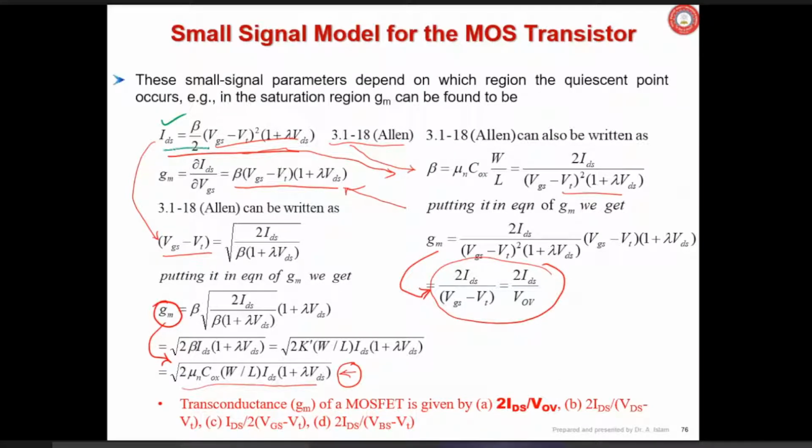IDS is given here. CLM is there, so this part is there in the equation. And GM equals this. How are we getting this? GM can also be expressed as this. Are you understanding this or not? Tell me. See, it is elaborately done, so I don't think it is difficult to understand.